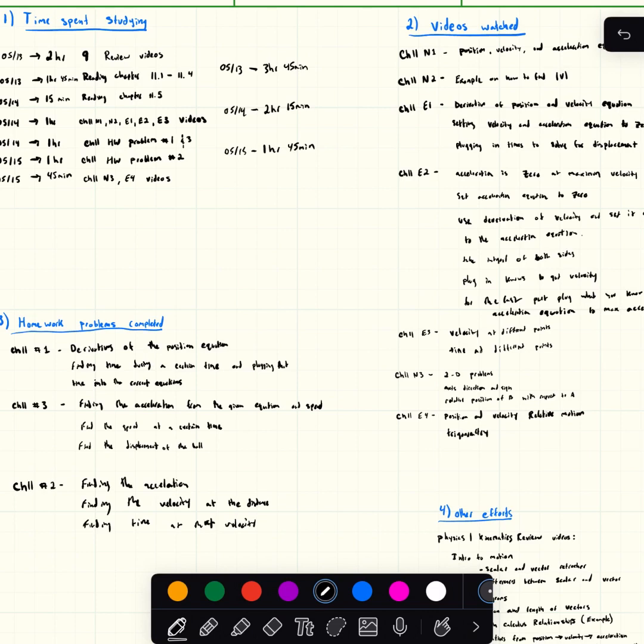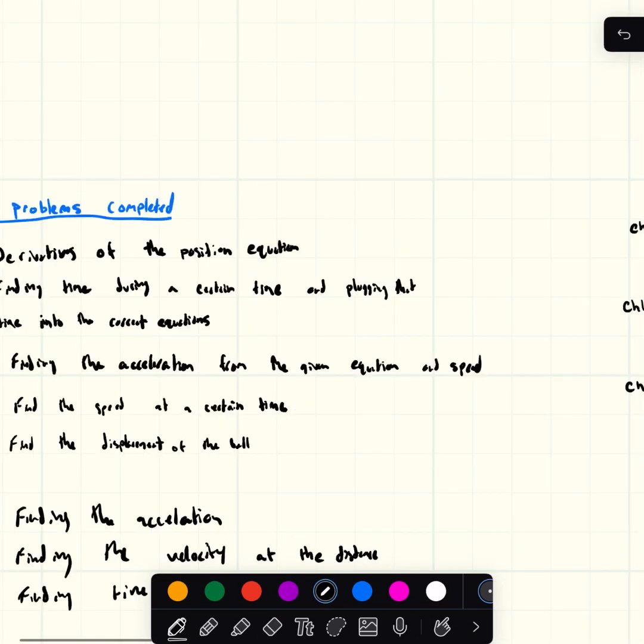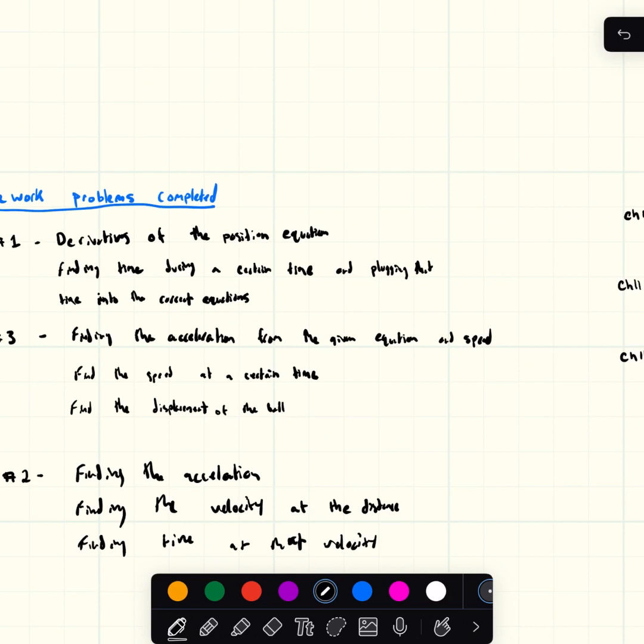And then for number 3, you define the acceleration from the given equation and the speed, and then find the speed at a certain time, and then find the displacement of the ball at that time. That was for number 3.